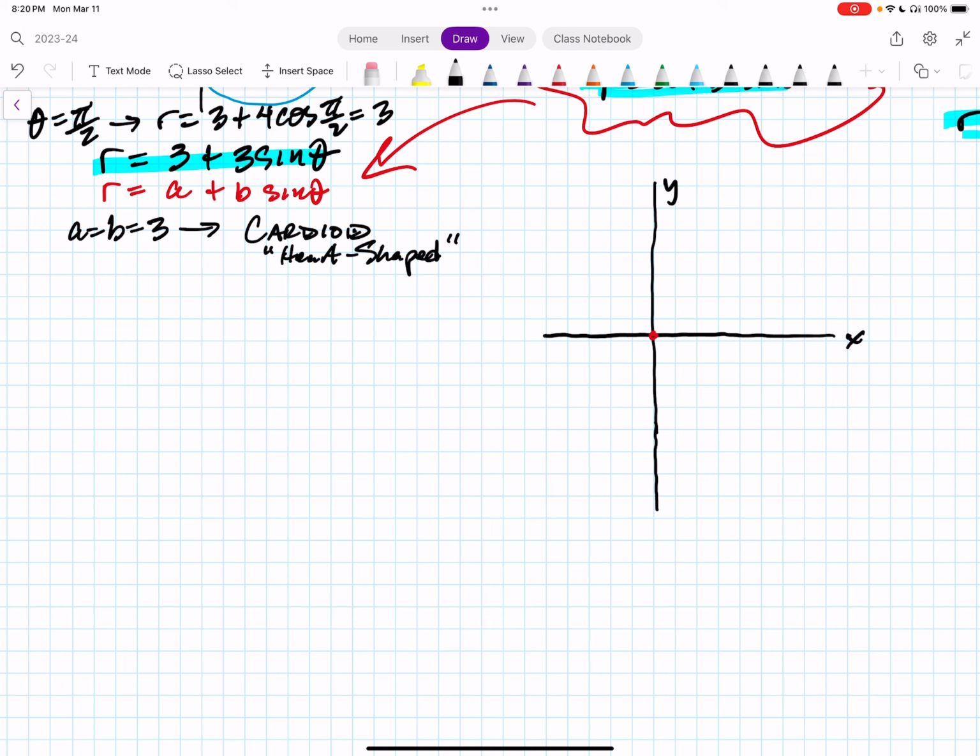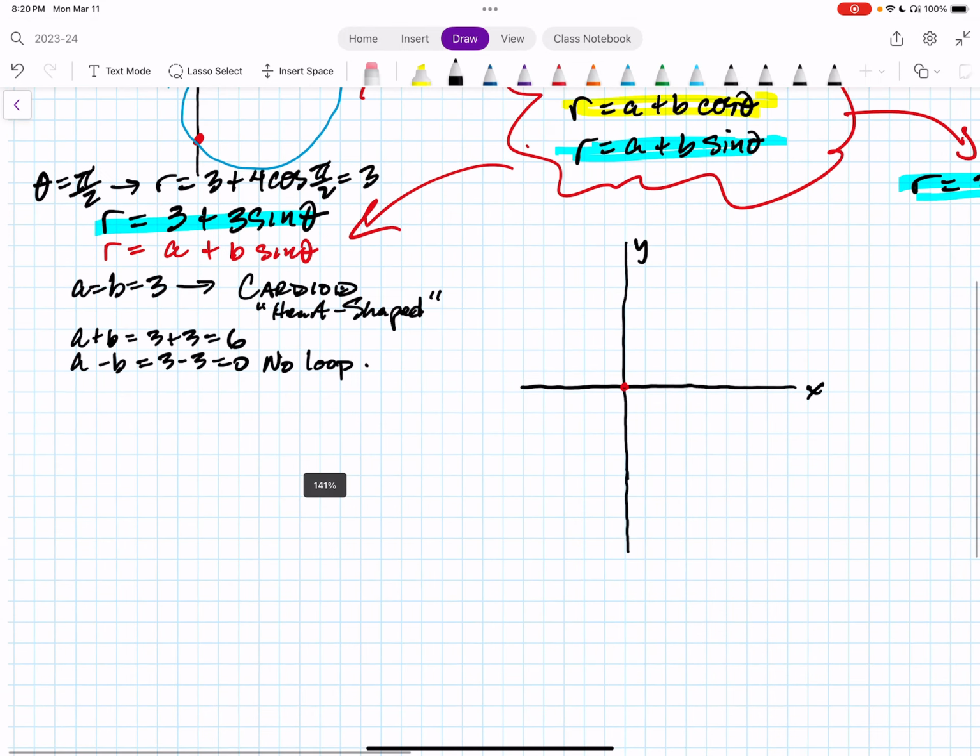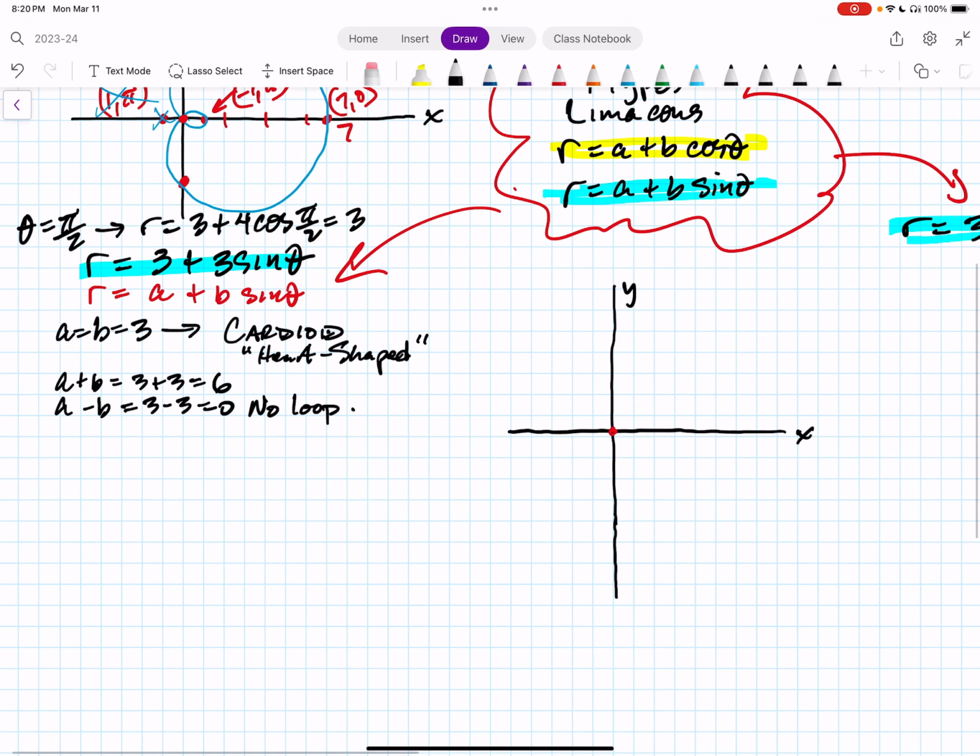A and B are equal. So watch this. A plus B is 3 plus 3, or 6. There's your maximum radius. A minus B is 3 minus 3, or 0, and that's why there's no loop. Now, if you can't remember to just add and subtract A and B, here's what you do.